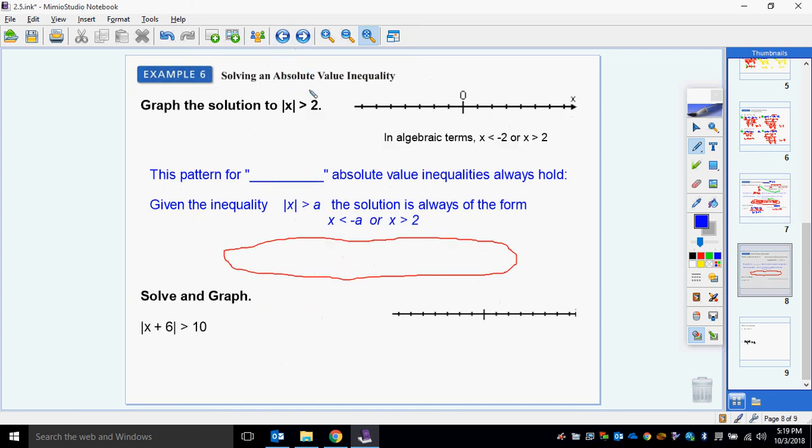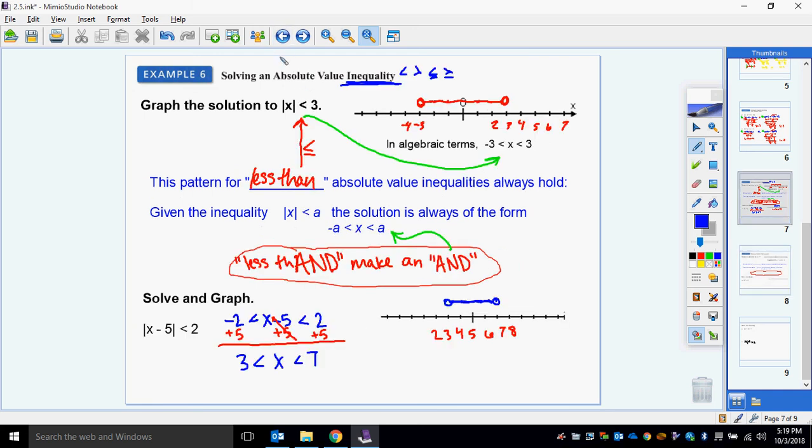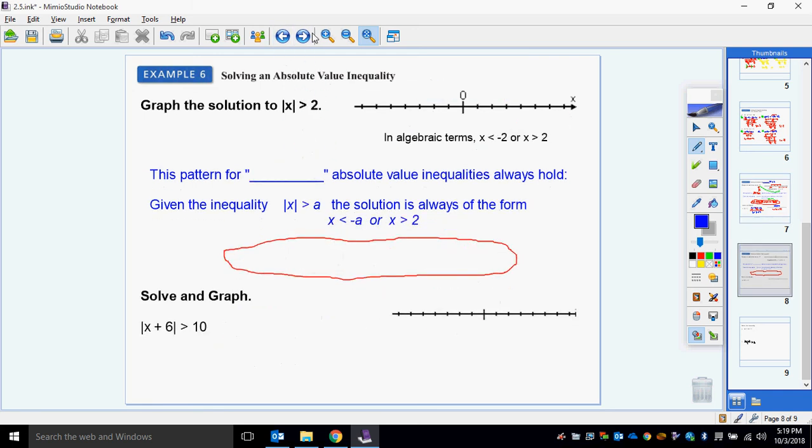Okay, let's look at one that's not less than. Okay, so this only works for less than. Let's look at a greater than. The absolute value of x is greater than 2. So let's think about it graphically. What values could you plug in for x and you take the absolute value and they're going to be bigger than 2? Well, let's just start with 0. The absolute value of 0, that is not going to be bigger than 2. So 0 won't be a solution.